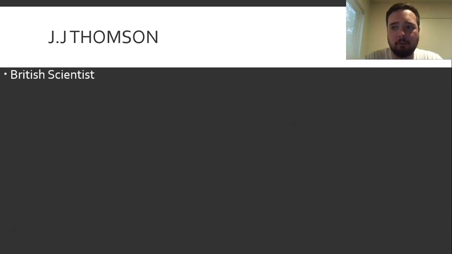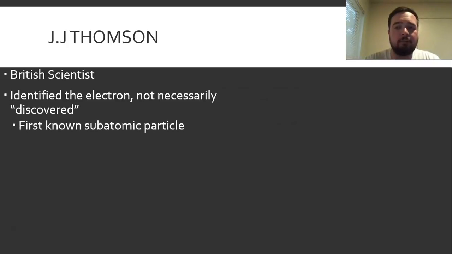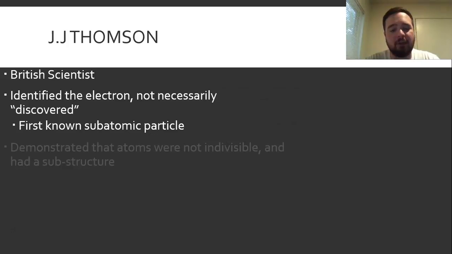So J.J. Thomson, this is where we start getting a little bit more intricate. He was also a British scientist. He identified the electron, not necessarily discovered it. So he knew it was there, but he didn't know exactly what it is. He postulated there was something there at the time, but he didn't have enough technology or advanced techniques at the time to really identify that electron itself. It was the first known subatomic particle that we were able to identify within an atom.